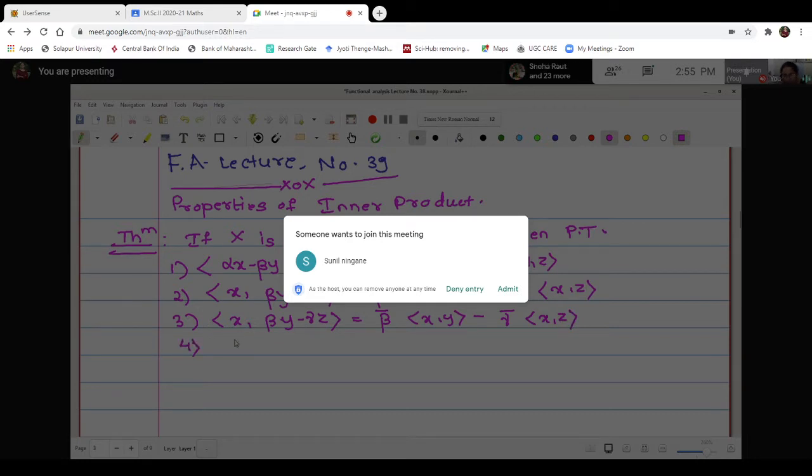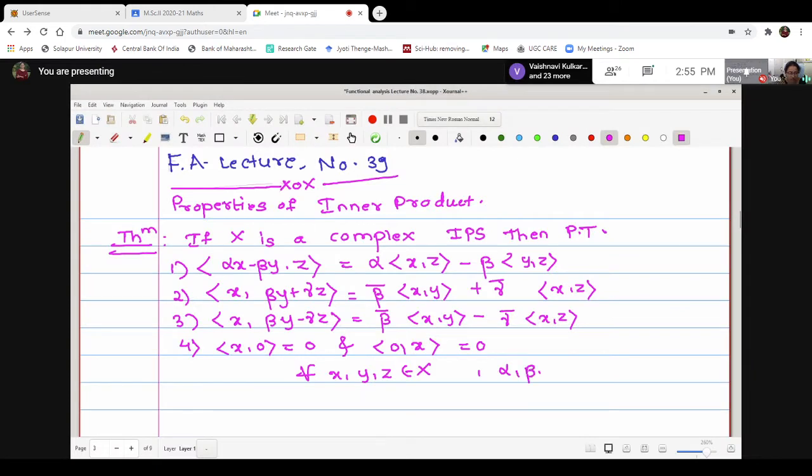Property number 4 to prove is inner product of x with 0 is 0 and inner product of 0 with x is 0. And these properties are true for all x, y, z belonging to the inner product space, and alpha, beta, gamma are the scalars taken from the field F. Here that field is nothing but the field of complex numbers.